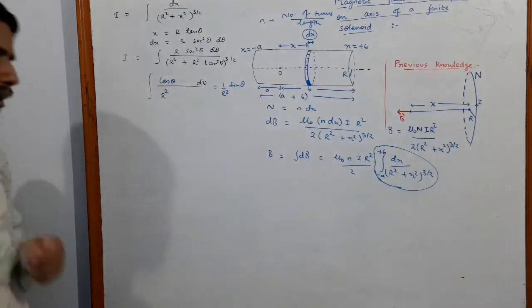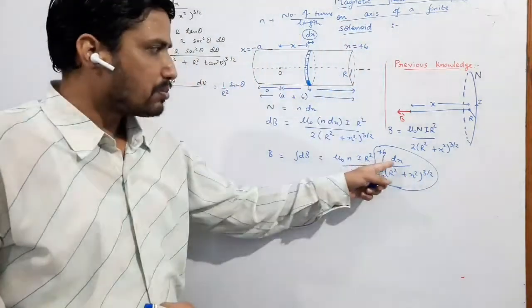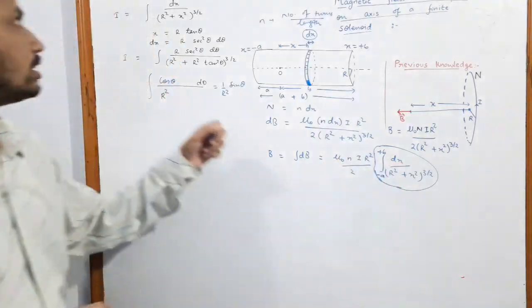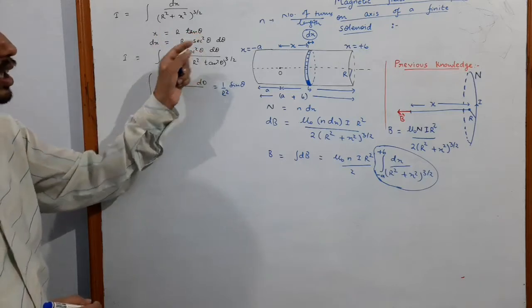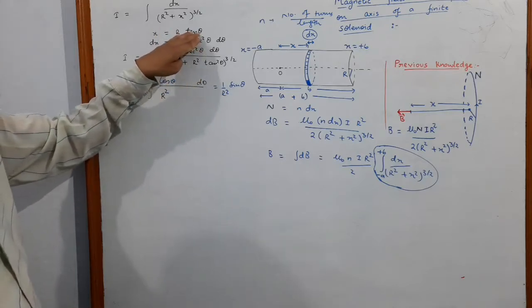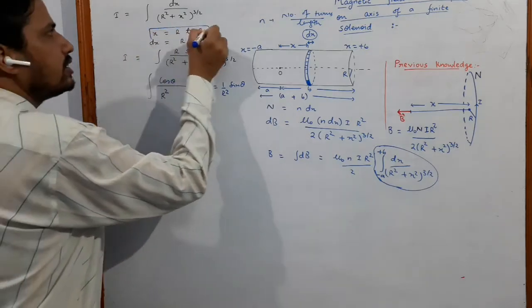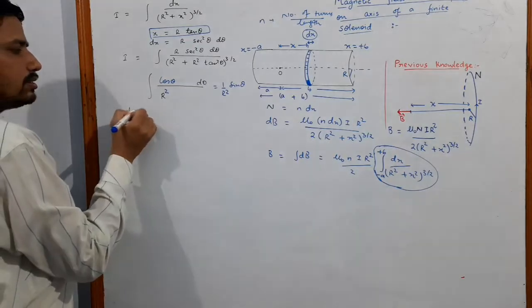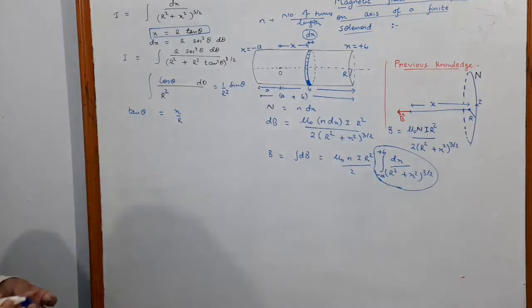Now here the expression for magnetic field which we have obtained is in terms of x. The variable in this integral was x. We have converted x into another parameter theta. So we want to convert theta back into x, and we can easily do that. See, x is equal to r tan theta. That means tan theta is x upon r.